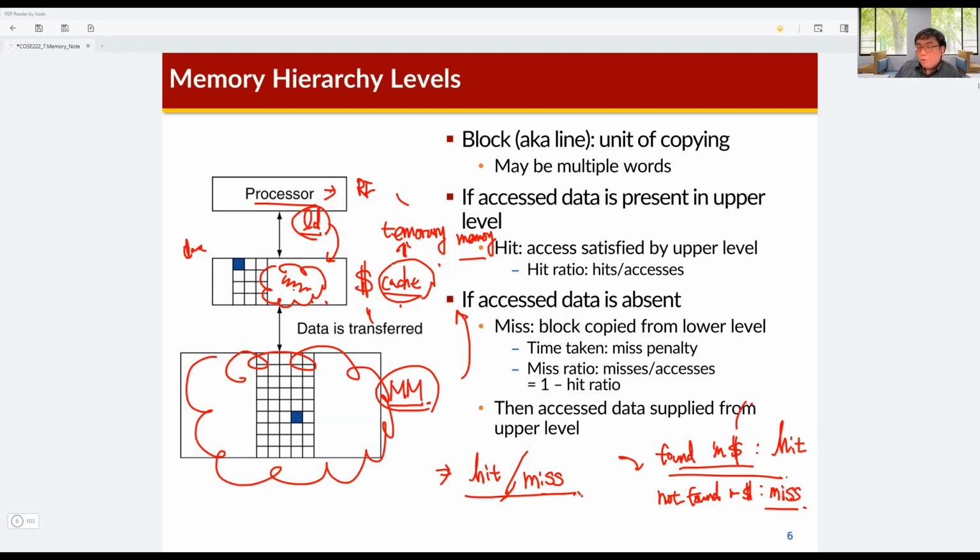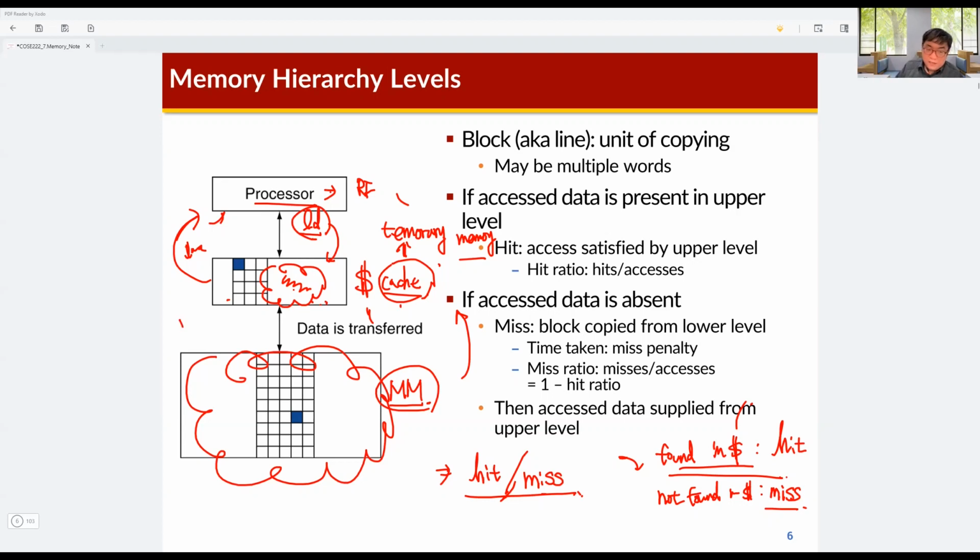So what is the next operation if the event is a hit? It's simple. The data is found in the cache, so the data will be transferred to the processor happily, because the processor can access the requested data very quickly since the data is found in cache.